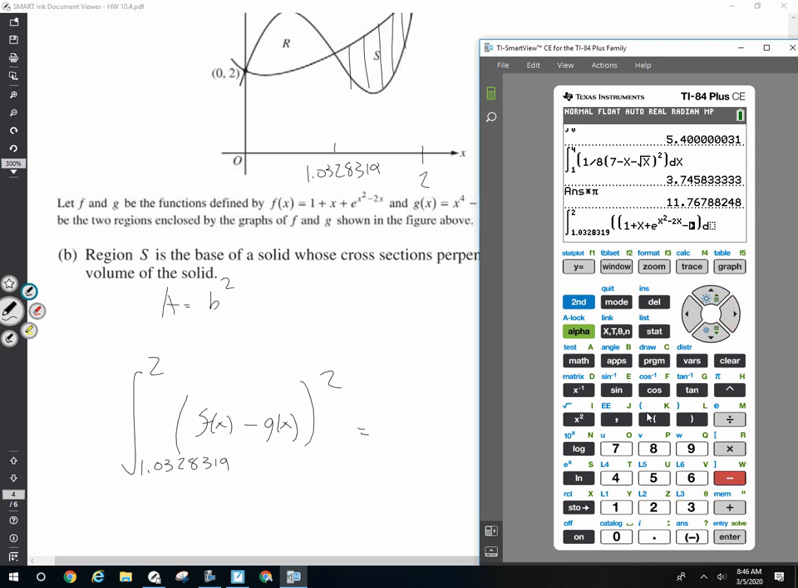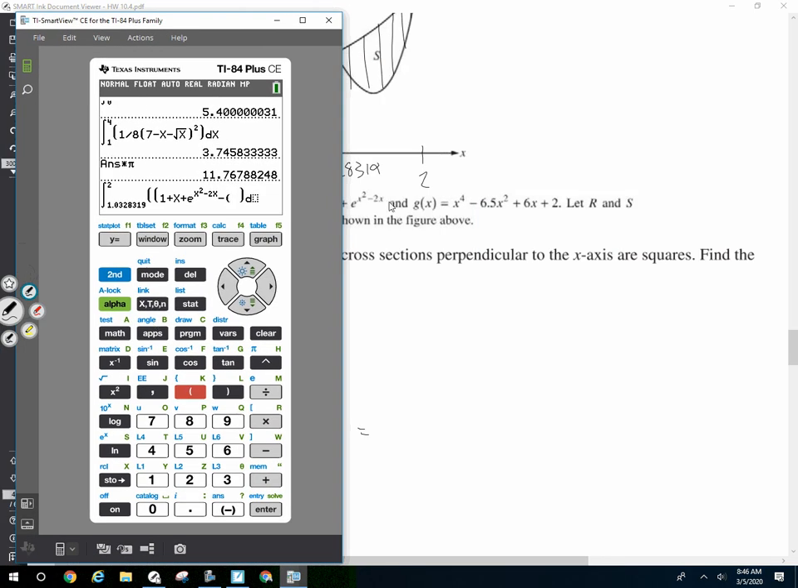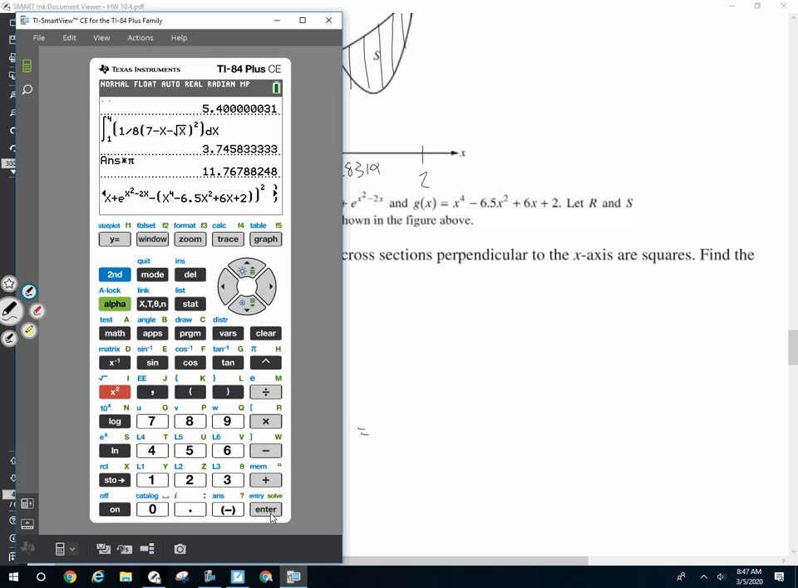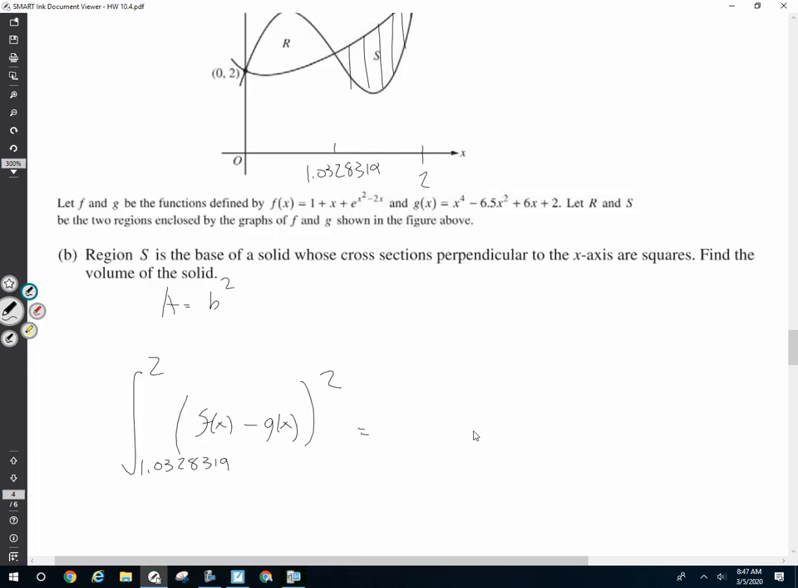And then subtract the entire bottom. This is tricky to plug in. So I got to put parentheses around this entire bottom, or when I subtract, I got to change all the symbols of this. So just be careful. I got x to the 4th minus 6.5x squared plus 6x plus 2. Close the parentheses for the g of x. Close the parentheses. Square that. That's going to be my volume of my squares times dx to make it a volume, 1.283.